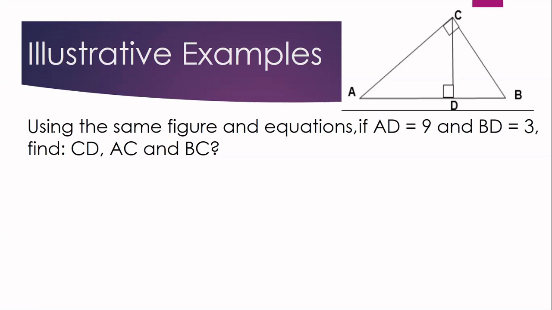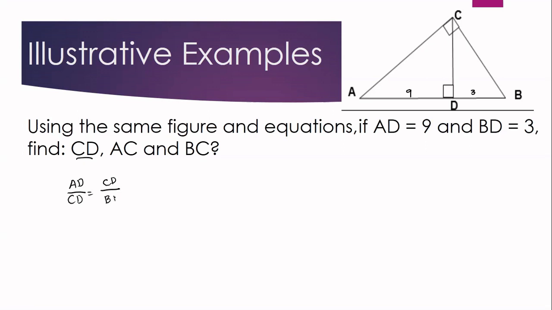We have here, using the same figure and equations, if AD is equal to 9 and BD is equal to 3, find CD, AC, and BC. So, lagyan lang natin. Our AD daw is 9, our BD is 3, so we are going to find everything here. We have number 1, CD. Obviously, our CD is our altitude. So, ang equation natin is that CD, we have here CD. Yan ang ating geometric mean, the altitude. Between the segments of the hypotenuse are AD and we also have the BD.